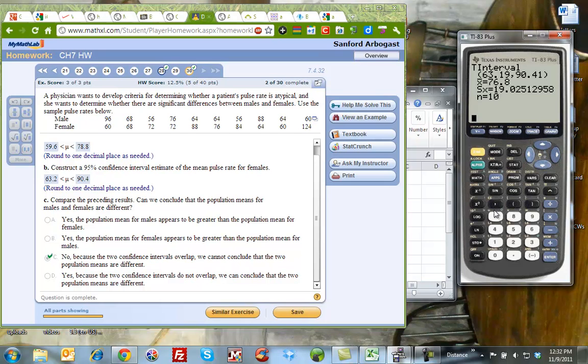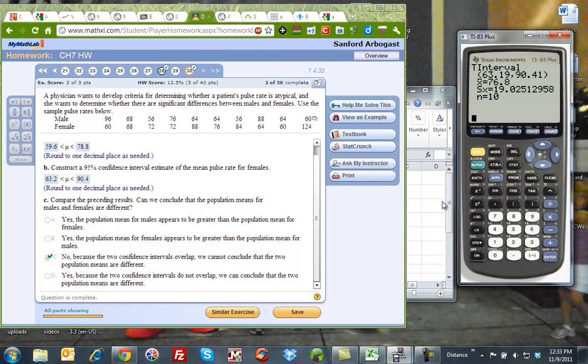So to change, all we did was a t-interval. You just choose which one you need, list 1, list 2, put in your data, get your answers. So that's how you do it, and that's how you change lists in a calculator.